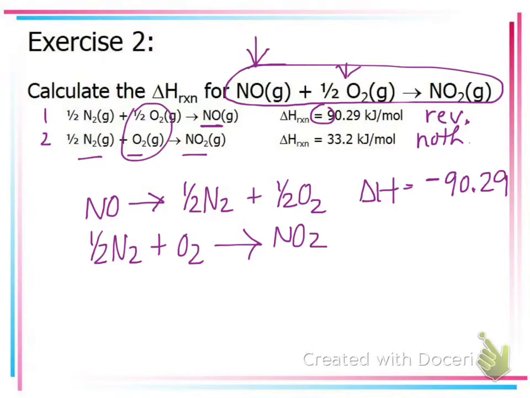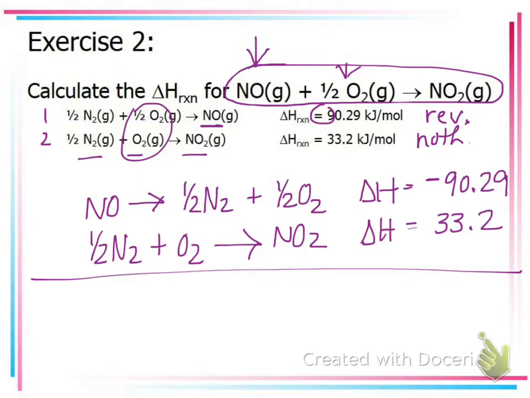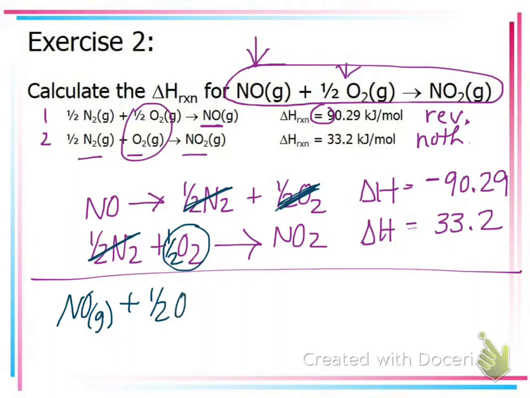And since I did nothing to that, I'm going to keep delta H the same. And then I'm going to add and cancel. So I see that I have half of a nitrogen on both sides, so they cancel out. I have half here, which is going to cancel out and make this one become a half. So my overall equation now is NO gas plus half an oxygen molecule gas yields NO2 gas. So it adds up to what I need it to do.